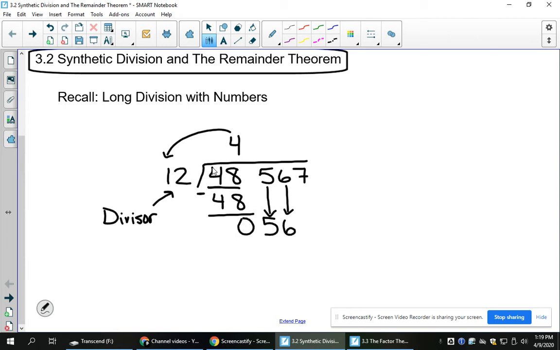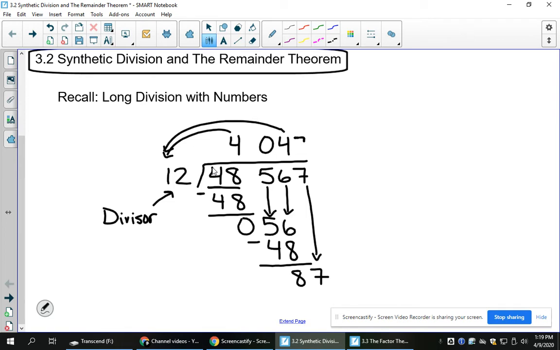Now, since it couldn't go into 5, I put a 0, but it can go into 56 4 times. 4 times 12 is 48. Subtract, and you're left with 8. Pull down the 7. 12 goes into 87 7 times. 7 times 12 is 84, and we're left with a remainder of 3.